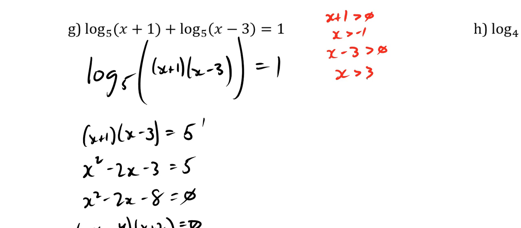Oh, well, I don't know about that yet. Even just looking, you might be right, even just looking at the restrictions. What can we see? If x has to be greater than negative 1 and x has to be greater than 3.